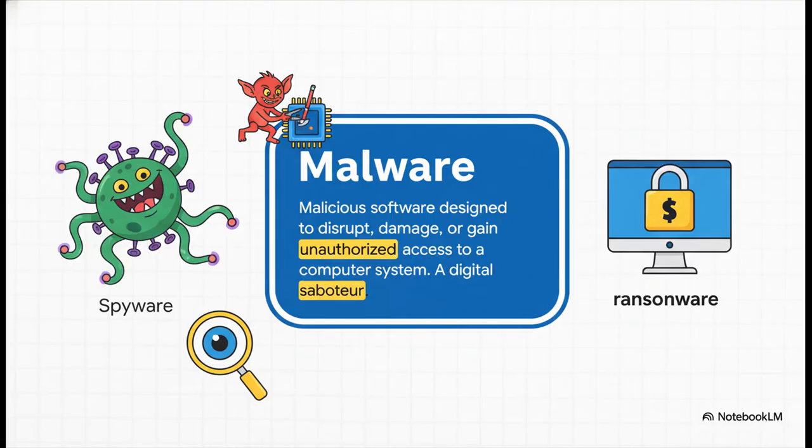First up, we have malware. Now, this is kind of an umbrella term for all the nasty software out there. We're talking about viruses, spyware that can watch everything you do, even ransomware that literally holds your files hostage. The goal is always the same: cause disruption, steal your stuff, or just take over your system. It's like a digital saboteur, just waiting to cause chaos from the inside.